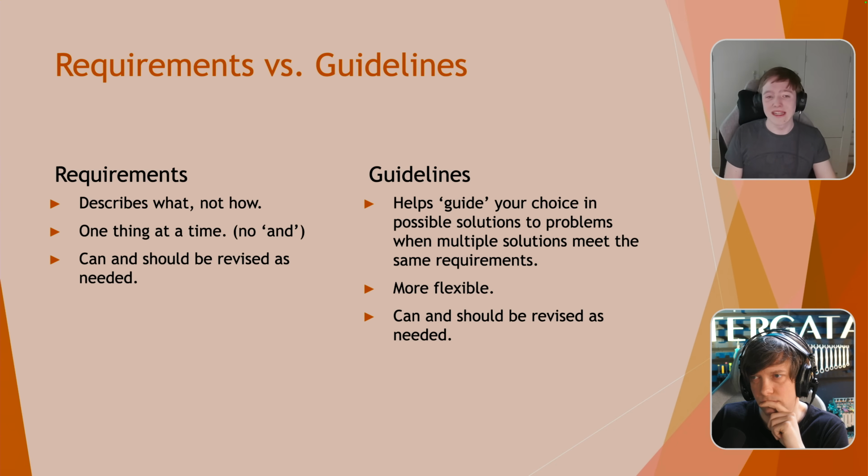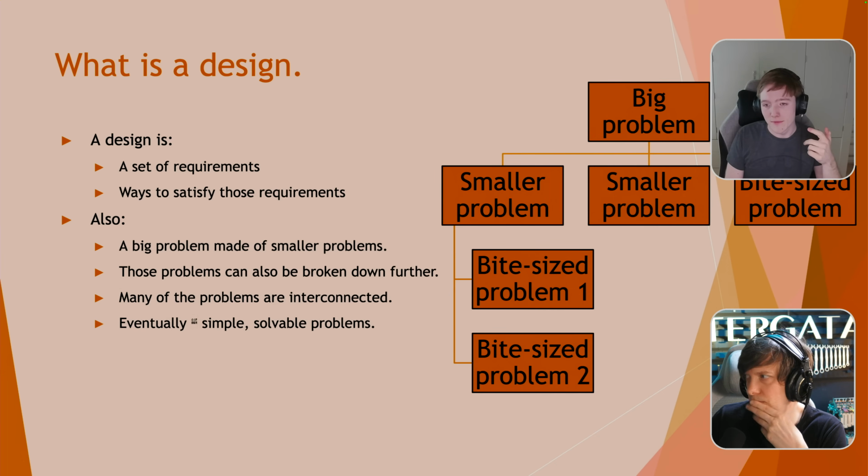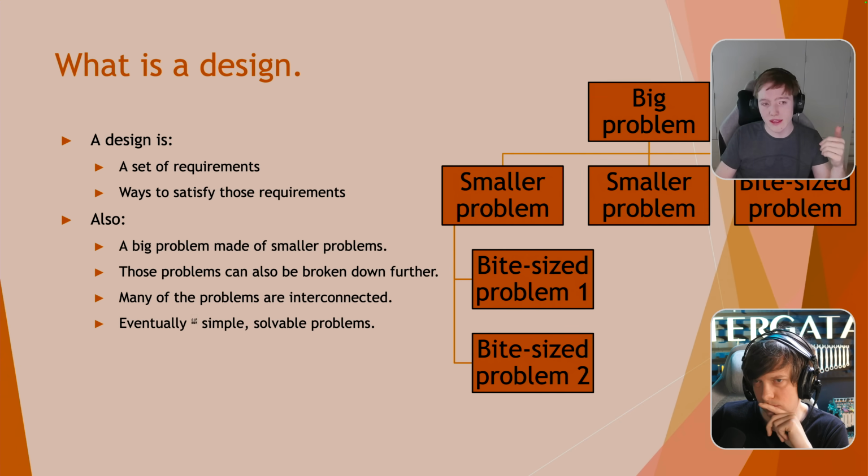The shoulds or guidelines should help guide choices in solutions. So if you have a problem, like in the tree before, and you have two possible solutions. Yeah, so if you have a bite-sized problem, one you can solve, but you discover there's two possible ways to solve this problem, and both of those ways satisfy all of the requirements that you put for them, then I think a guideline can help you decide which one of the two could be better.